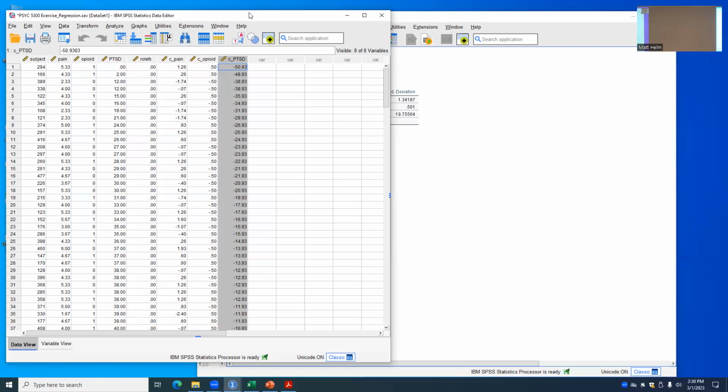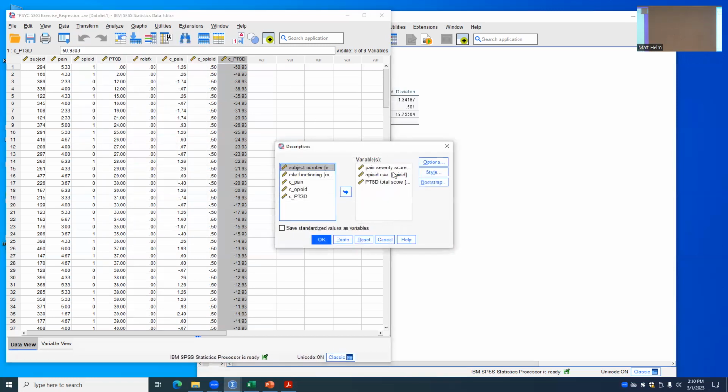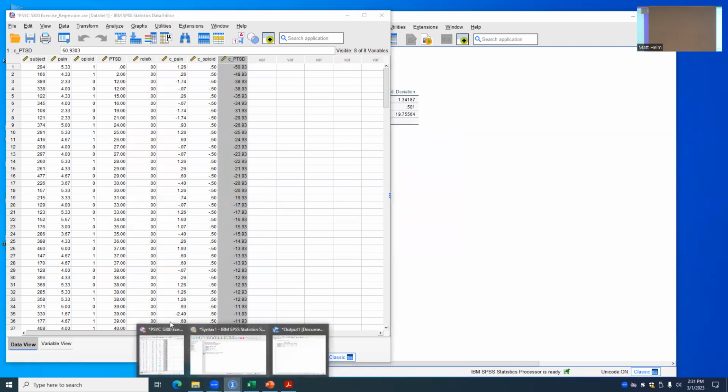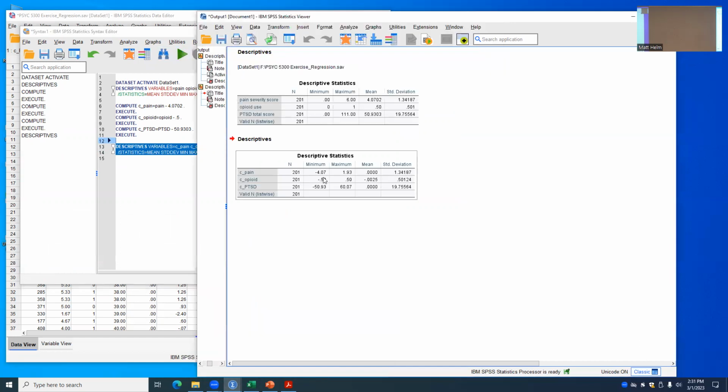So I'm going to go through and re-examine descriptive statistics, but this time for all my centered variables. And why am I doing this? For fun? Okay. Just to double check our means. What I should see is all of these values should be very, very close to 0. Okay.